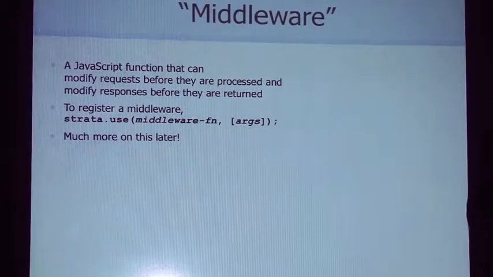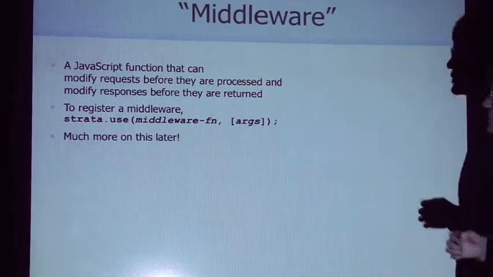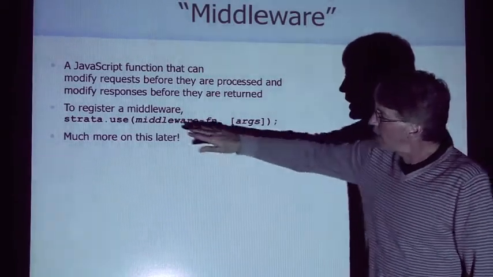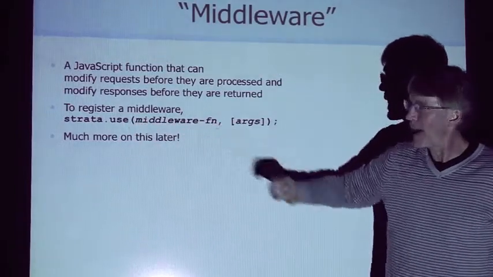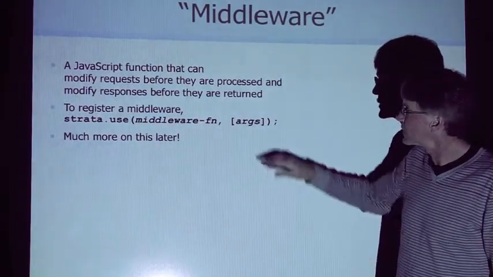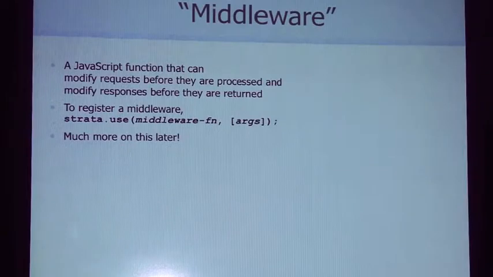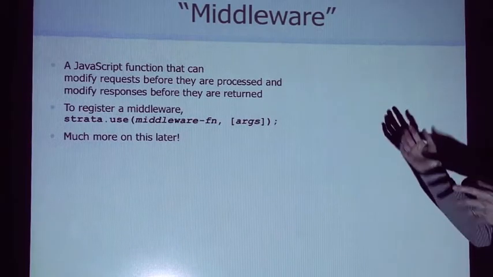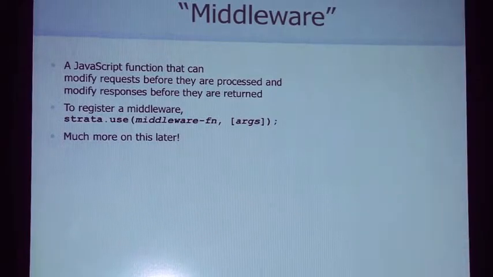So if you write one of these kinds of JavaScript functions that follow very specific rules, and then you want to use it, you call strata.use and you pass in a reference to your middleware function, and you can pass some arguments to that middleware function to kind of configure it. So we'll be getting much more into middleware coming up later.